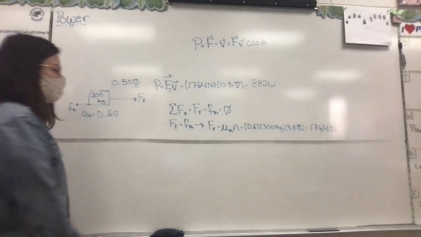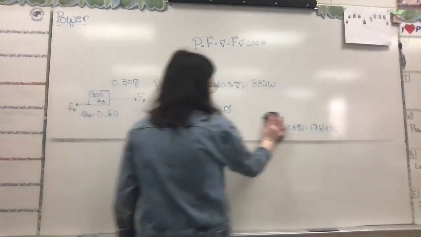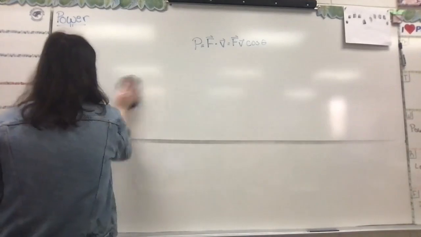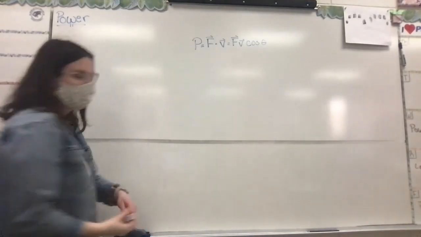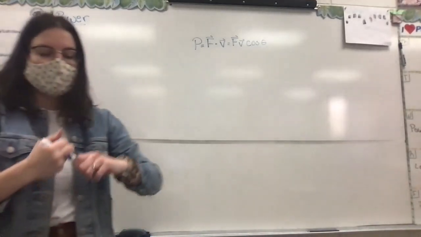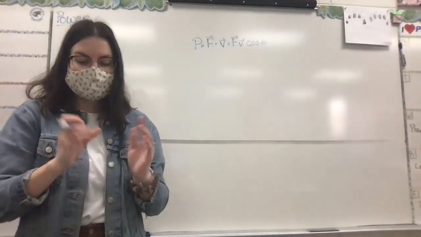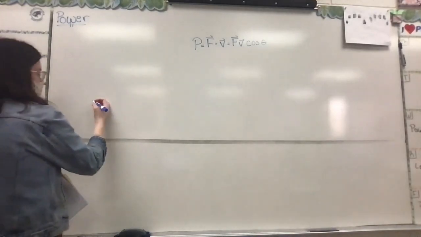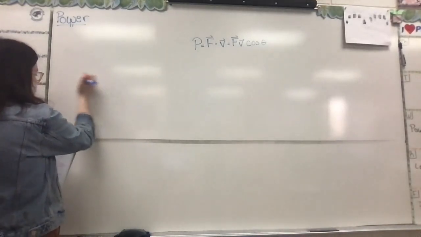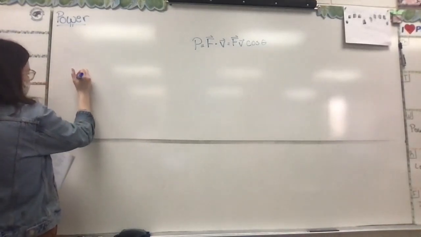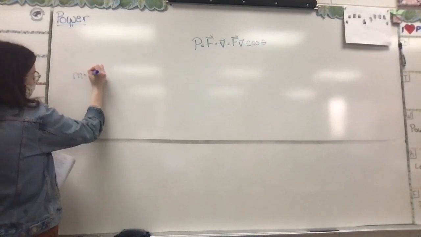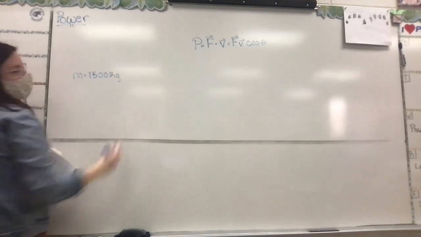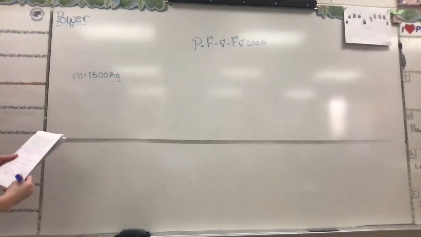Okay. So we're going to talk about the power output of a car engine, right? Vroom, vroom. Got a car. Okay. So we have a car and it's 1500 kilograms. What kind of car do you want it to be? Okay. It's a Toyota Camry. So we got a Toyota Camry and the mass of the Toyota is 1500 kilograms, okay?